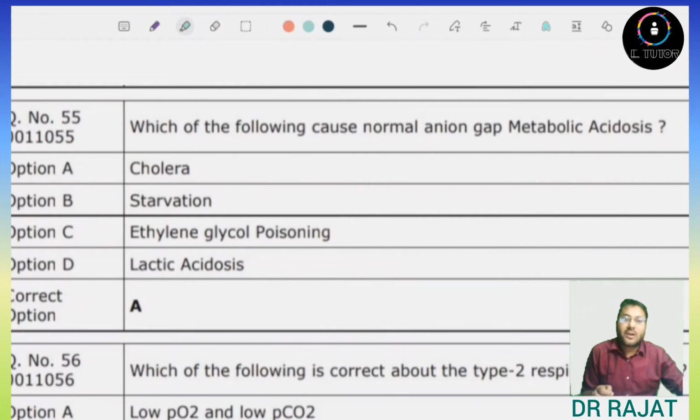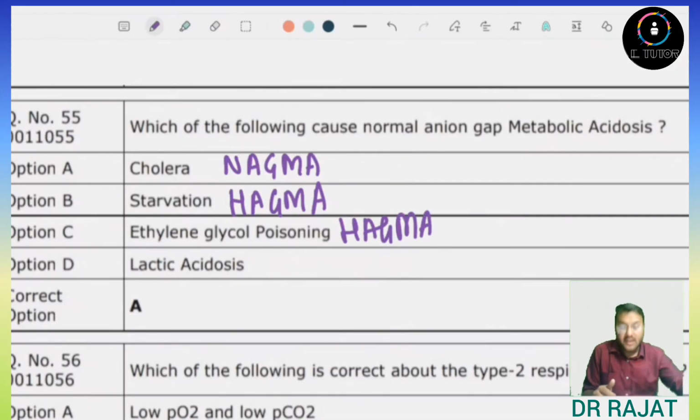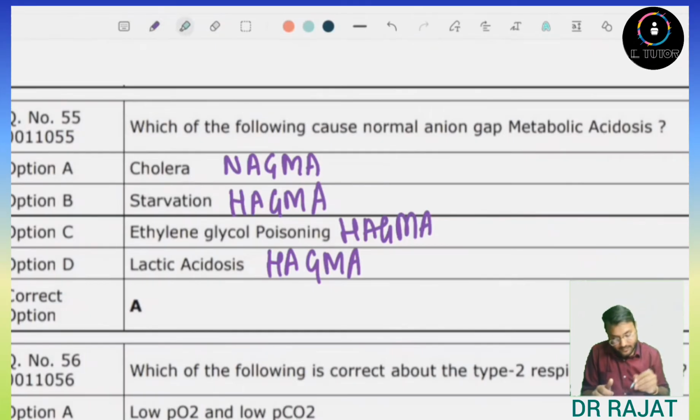Which of the following is the cause of normal anion gap metabolic acidosis? So if we talk about the options, then cholera, yes, it is a normal anion gap metabolic acidosis. Starvation will lead to a decrease in fluids in the body, which will lead to an increase in the anion gap. So it is high anion gap metabolic acidosis. Ethylene glycol poisoning, of course this is also high anion gap metabolic acidosis. And lactic acidosis is again a high anion gap metabolic acidosis. So option number A, which is cholera, is a normal anion gap metabolic acidosis.